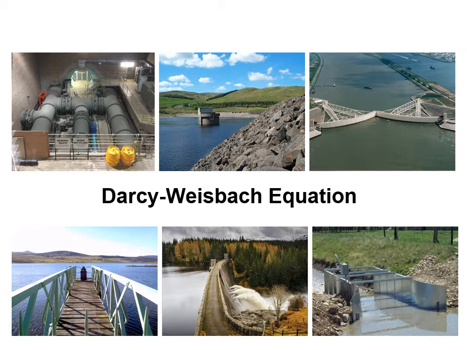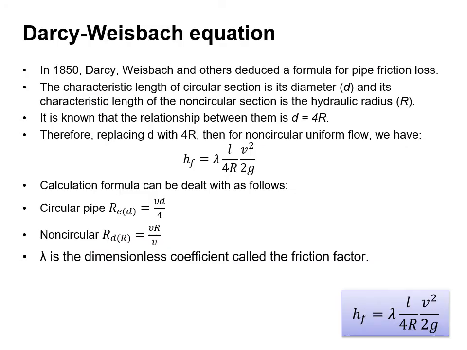So now we're going to have a look at the Darcy-Weisbach equation. In 1850, the work of Darcy and Weisbach and others deduced a formula for pipe frictional loss. The equation is shown here, where lambda is a dimensionless coefficient called the friction factor. And we'll look at how to use this equation in the tutorials in more detail.